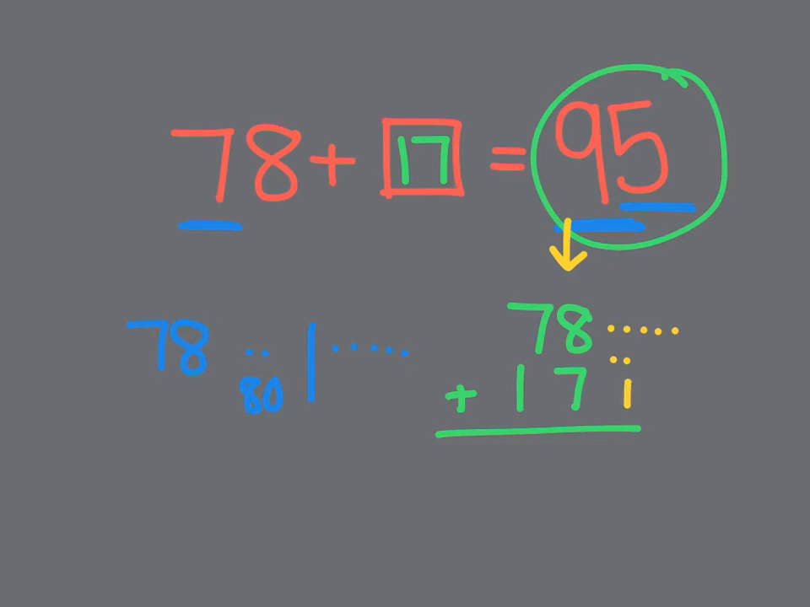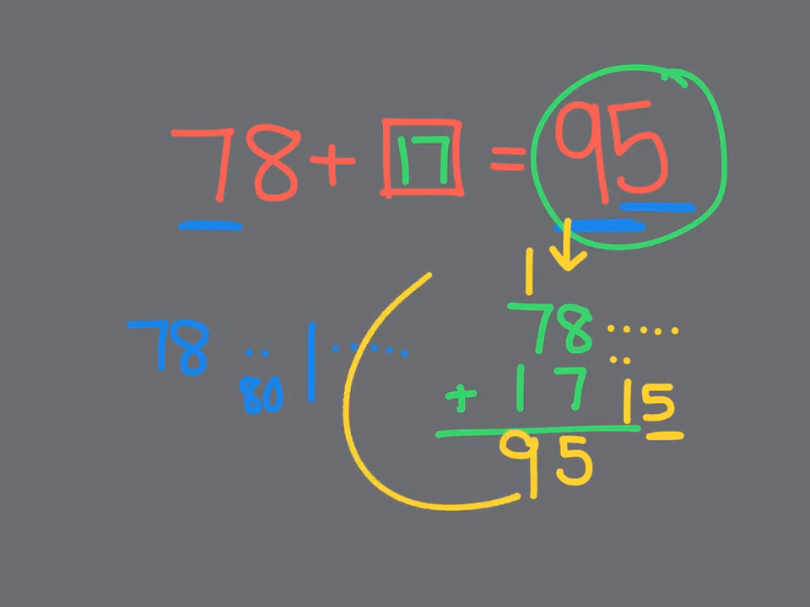So the 5 is in the ones place, so I put the 5 here. The 1 is in the tens place, so I add the 1 there, and then I count 1 plus 7 plus 1. So 7 plus 1 is 8, plus 1 more is 9. I get 95. That matches the sum that I started with, 95. So that tells me that 17 is the correct answer. Let's try another problem.